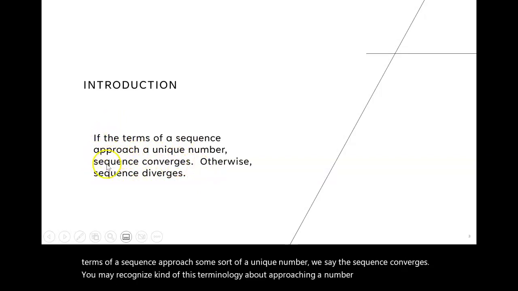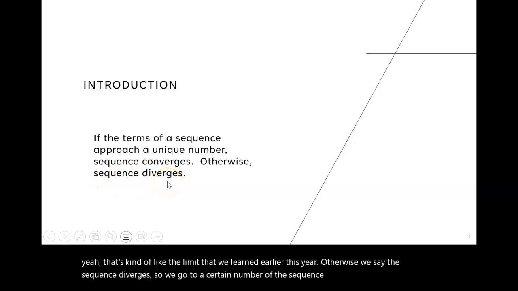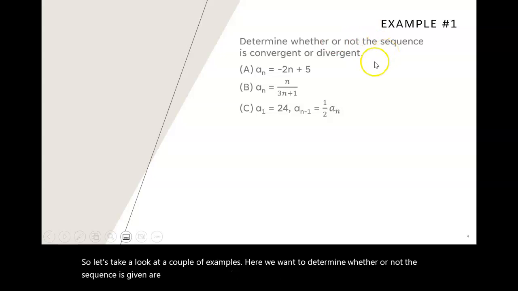You may recognize this terminology about approaching a number. You may think, oh yeah, that's kind of like the limit that we learned earlier this year. Otherwise, we say the sequence diverges. So if we go to a certain number, the sequence converges, otherwise the sequence diverges. So let's take a look at a couple of examples here. We want to determine whether or not the sequences given are convergent or divergent.